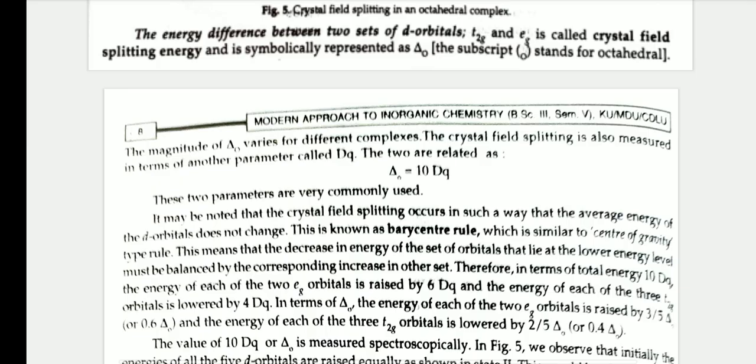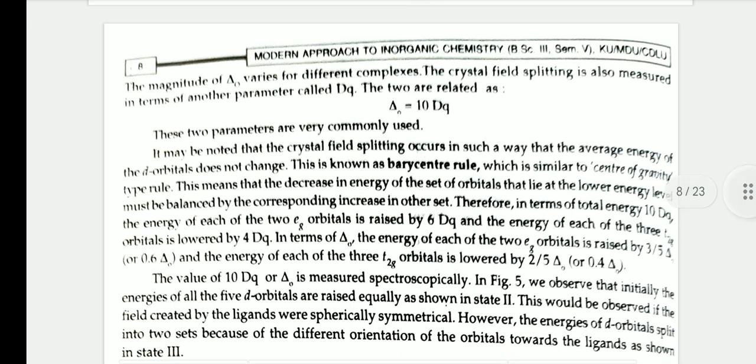In terms of delta naught, the energy of each of the two eg orbitals is raised by 3/5 delta naught, and the energy of each of the 3 t2g orbitals is lowered by 0.4 delta naught. The value of 10 Dq or delta naught is measured spectroscopically.